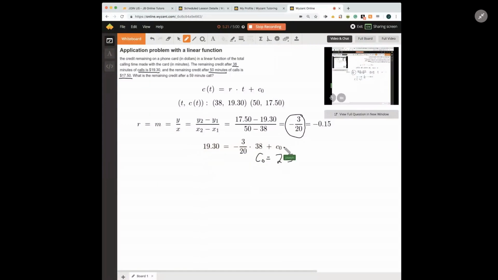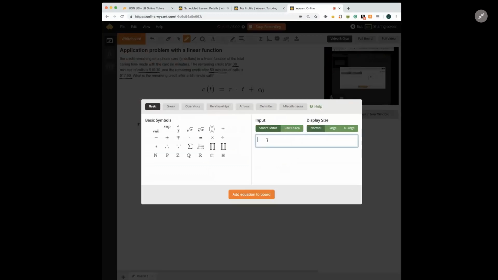And this is very helpful because now we can write our equation that we can use to solve our problem. And we're running out of time, so I'm going to do this very quickly. The cost is equal to rate times the time plus the initial value. And so we said the rate was -3/20. And the time they want us to solve for was 59 minutes. Where our initial value we learned was 25. And so if we run our calculation, then we will see that this comes to $16.15.